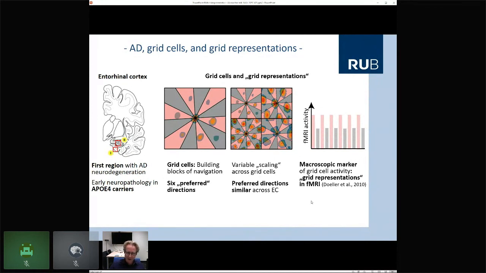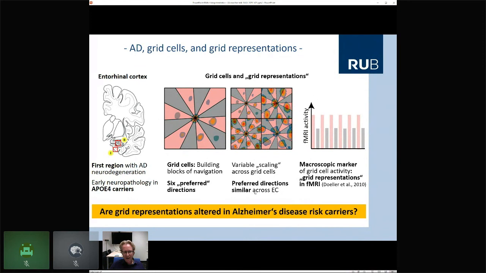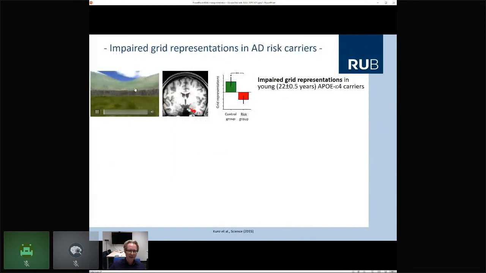So in the first study, we tested whether grid representations are altered in Alzheimer's disease risk carriers. We recruited young students who were ApoE4 carriers and compared them to non-carriers and asked them to conduct a spatial learning task in the scanner, and then extracted their grid representations and found that indeed the risk carriers had a strong, substantial impairment in their grid representations in the entorhinal cortex. Notably, the participants here were really young. The average age was about 22 years.